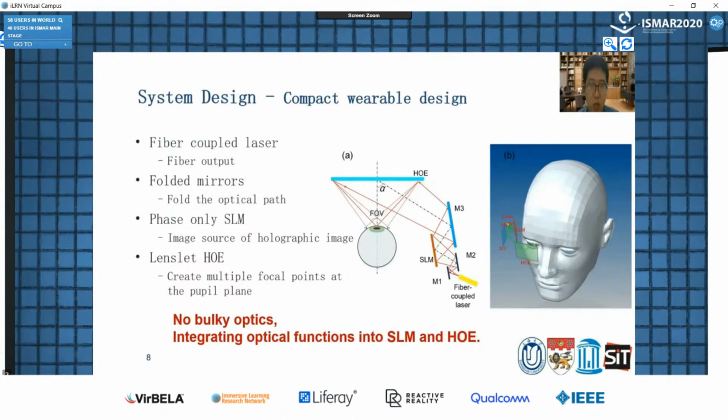This figure shows such a conceptual design for a compact holographic near-eye display. It consists of a phase SLM, fiber-coupled laser, lens-array HOE, and mirrors. In contrast to the benchtop design, the SLM here is illuminated directly by a divergent beam from the fiber-coupled laser rather than a collimated beam. To compress the form factor of the design, no additional conventional optical components are used except for the lens-array HOE and mirrors. All the optical functions are integrated into the SLM and HOE.